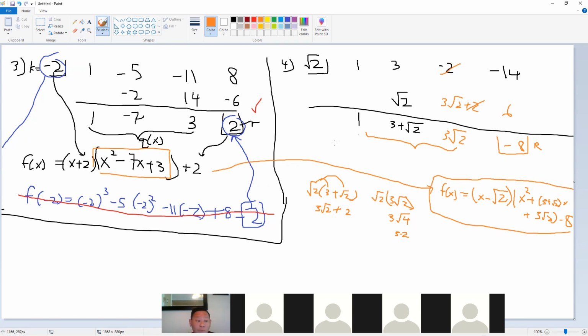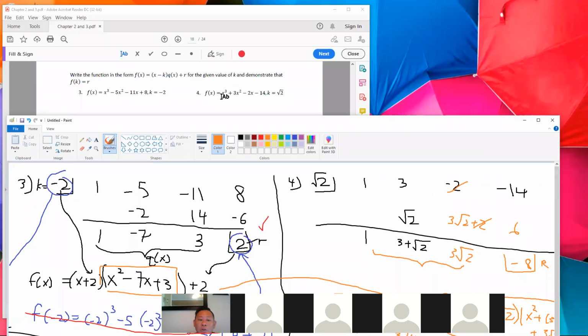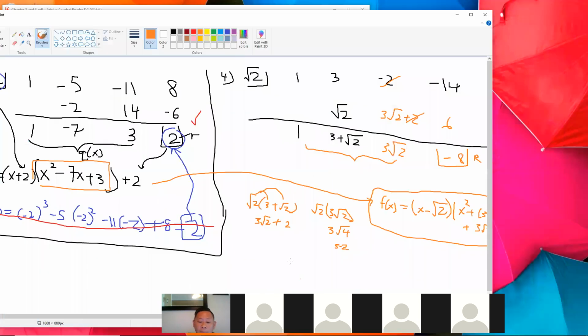And then if you plug √2 into this x cubed, so if you plug f of √2 into your x, you will get -8, because that is where your remainder will be. So this is how we do question 3 and question 4.